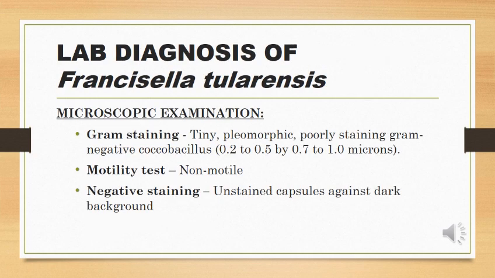Lab diagnosis of Francisella tularensis: microscopic examination. In gram staining, Francisella tularensis appears as a tiny pleomorphic, poorly staining gram-negative coccobacillus. In the motility test by hanging drop method, Francisella tularensis is non-motile due to the absence of flagella. In negative staining, the capsule appears unstained against the dark background.